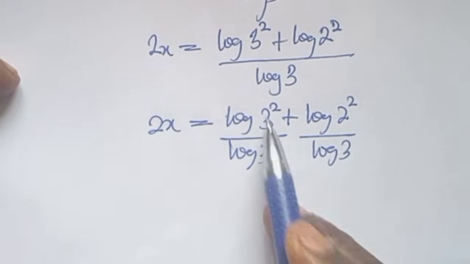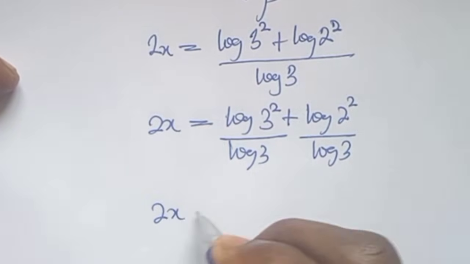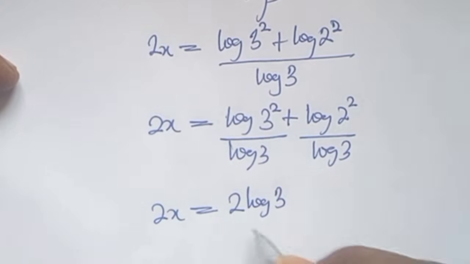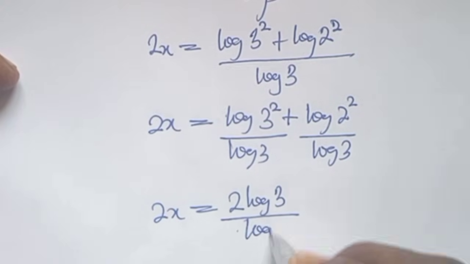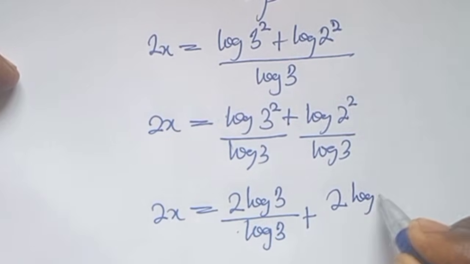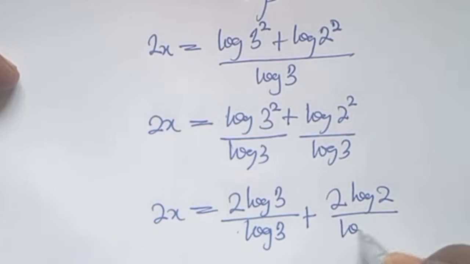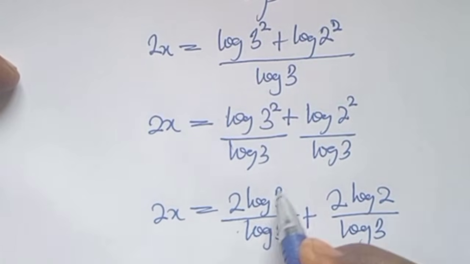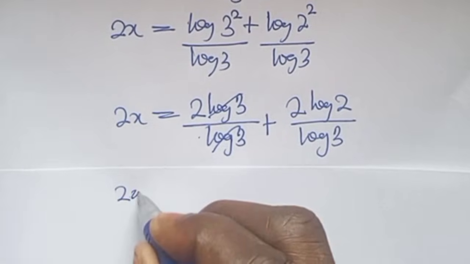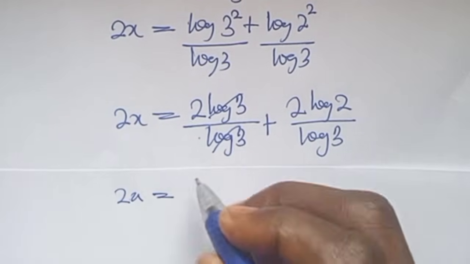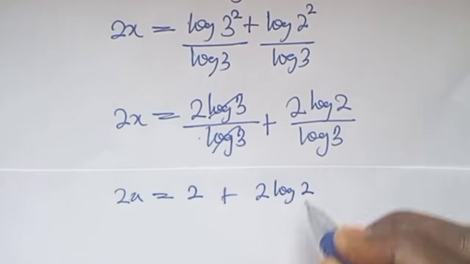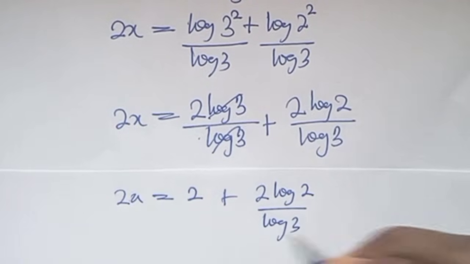So in the next step, we're going to bring the power down so that 2x will be equal to 2 log 3 over log 3 plus 2 log 2 all over log 3. Here log 3 will cancel out, so that 2x will therefore be equal to 2 plus 2 log 2 over log 3.